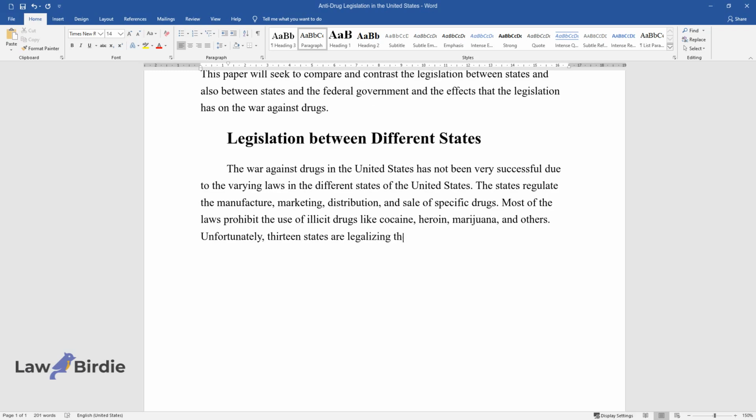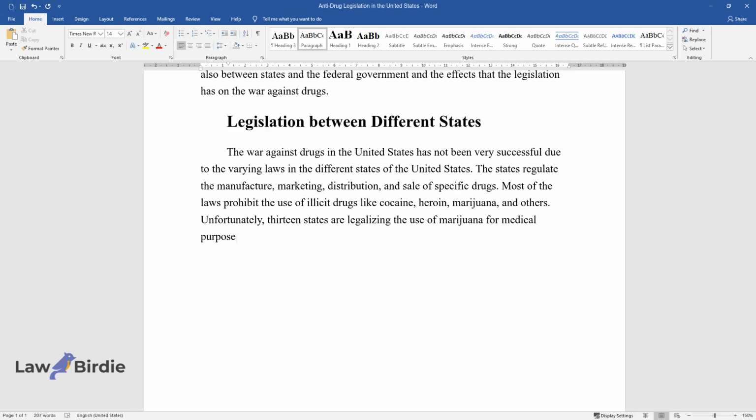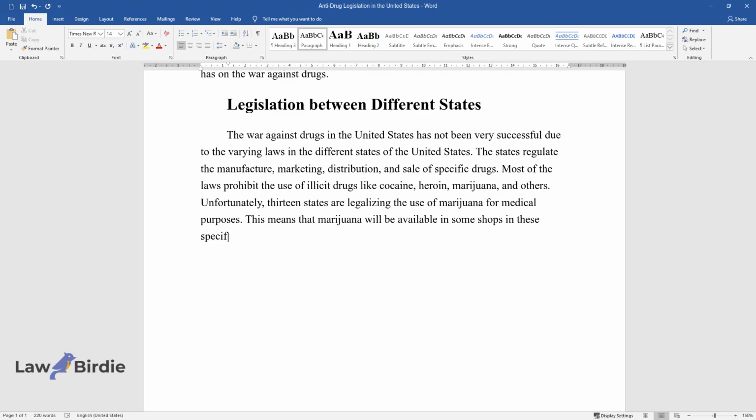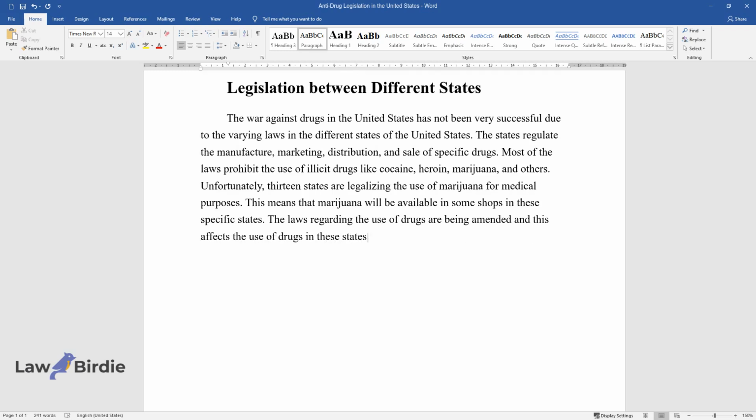Unfortunately, 13 states are legalizing the use of marijuana for medical purposes. This means that marijuana will be available in some shops in these specific states. The laws regarding the use of drugs are being amended, and this affects the use of drugs in these states.